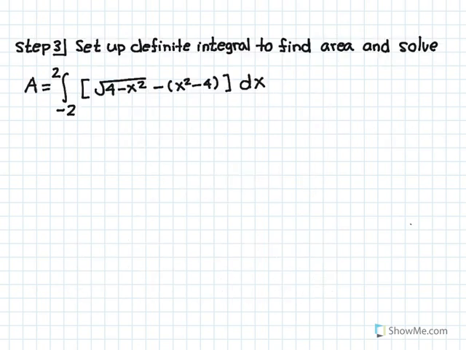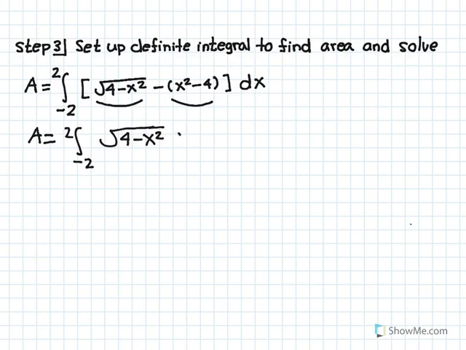All right, so now we have to set up a definite integral to find the area and to solve. So what we have is the integral from minus 2 to 2, root of 4 minus x squared minus (x squared minus 4) dx. Let's split up the integrals and then evaluate them separately. Area is equal to the integral from minus 2 to 2 of root of 4 minus x squared dx, minus the integral from minus 2 to 2 of (x squared minus 4) dx.